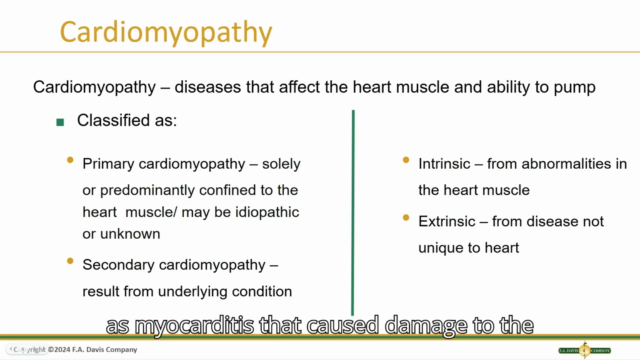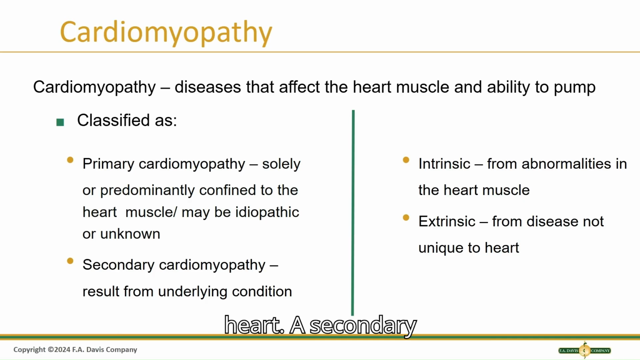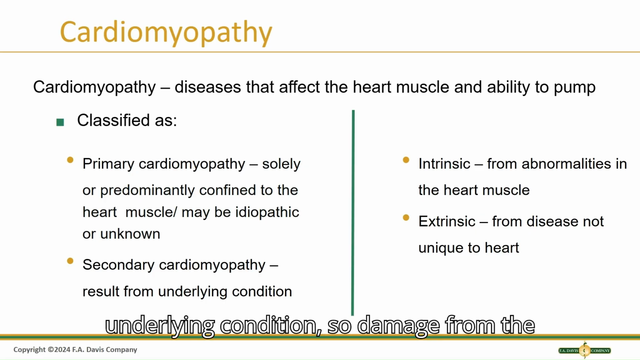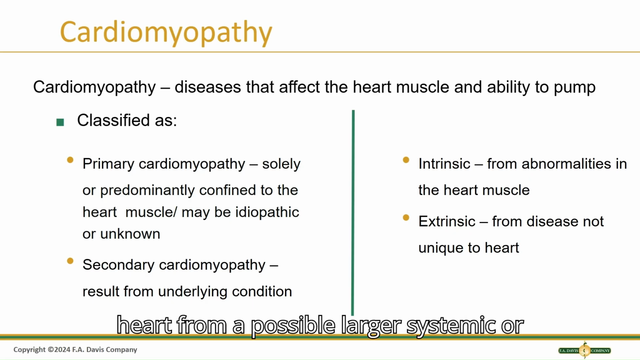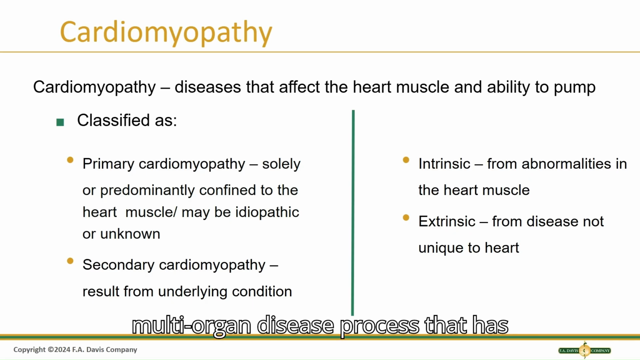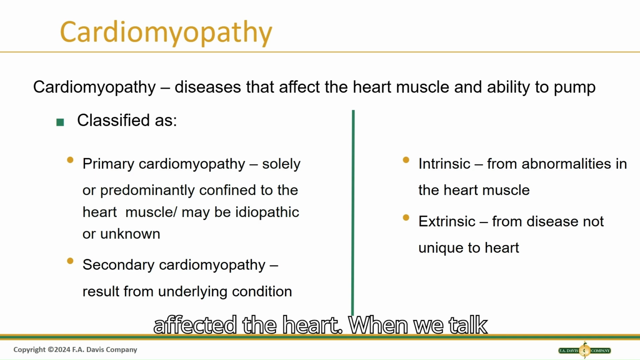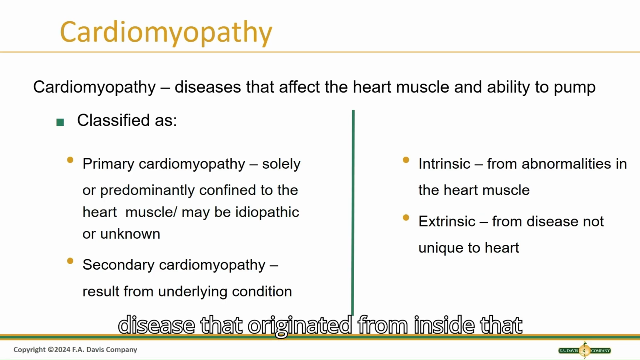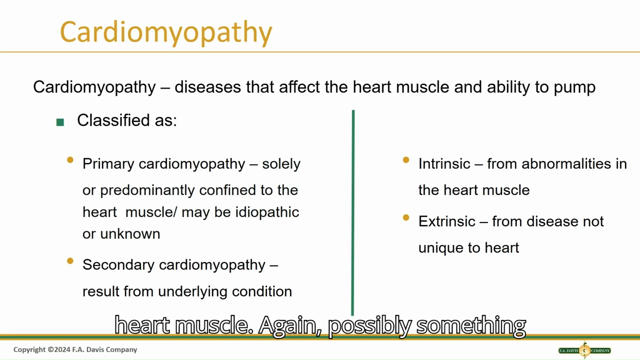Cardiomyopathy can be classified in two different ways. We have primary or secondary cardiomyopathy. Primary is caused by a disease solely or predominantly confined to the heart muscle. Meaning that it could be a gene mutation or a possible genetic disorder, or it could be something like an infection, such as myocarditis, that caused damage to the heart.